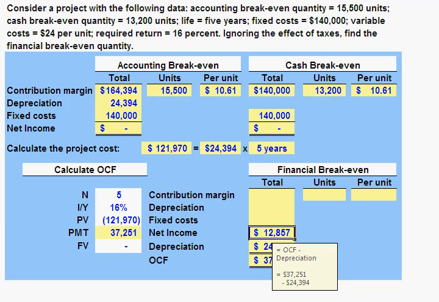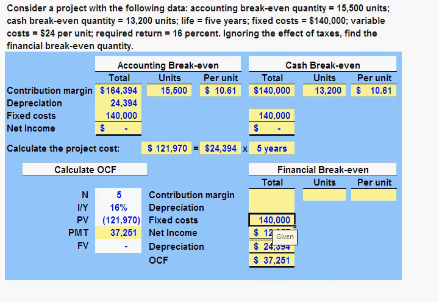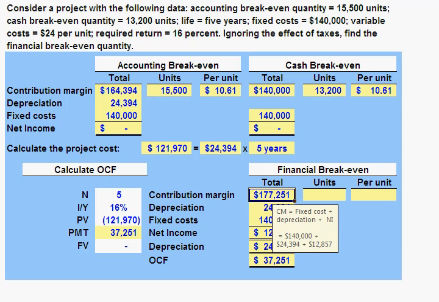In order to earn a $12,857 net income, we need to first have covered our fixed costs, which were $140,000, and our depreciation expense, which was $24,394, which means our total contribution margin must be $177,251. This is our fixed costs of $140,000 plus our $24,394 in depreciation expense plus our $12,857 in required net income.